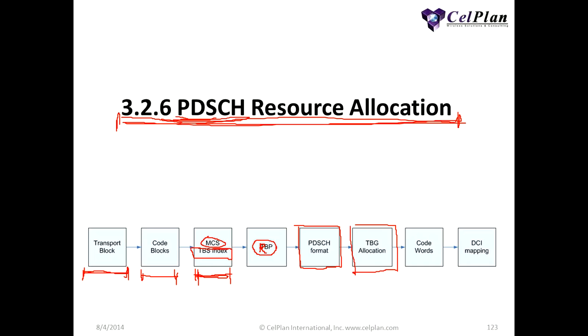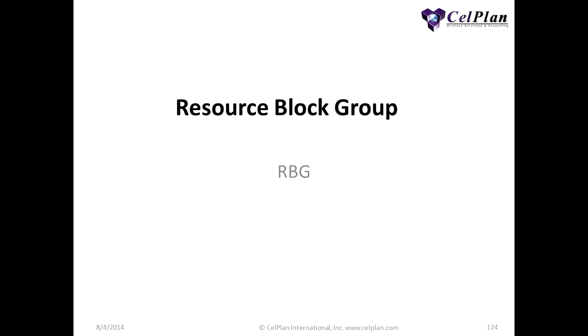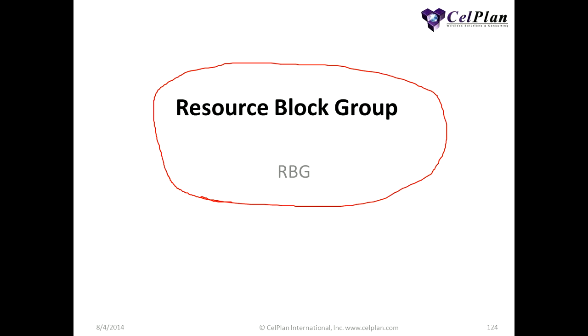format, and then we can define how many transport block groups we should allocate. And then we define the codewords, and we can then do the mapping specified by the DCI to the different resource elements. So it's a very extensive process, and we will break it here in blocks.